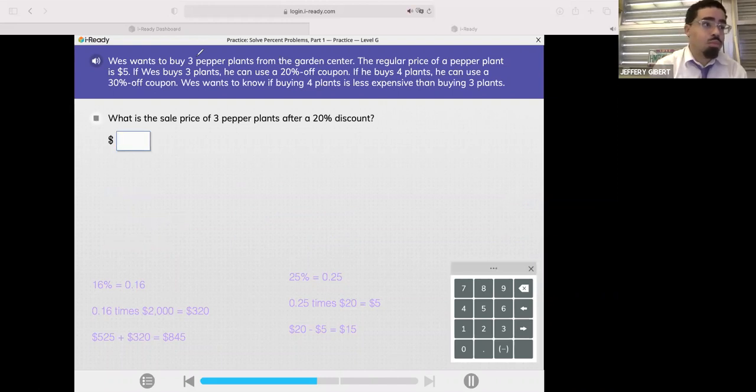What is the sale price of 3 pepper plants after a 20% discount? All right, Princess, how much is 1 pepper plant?